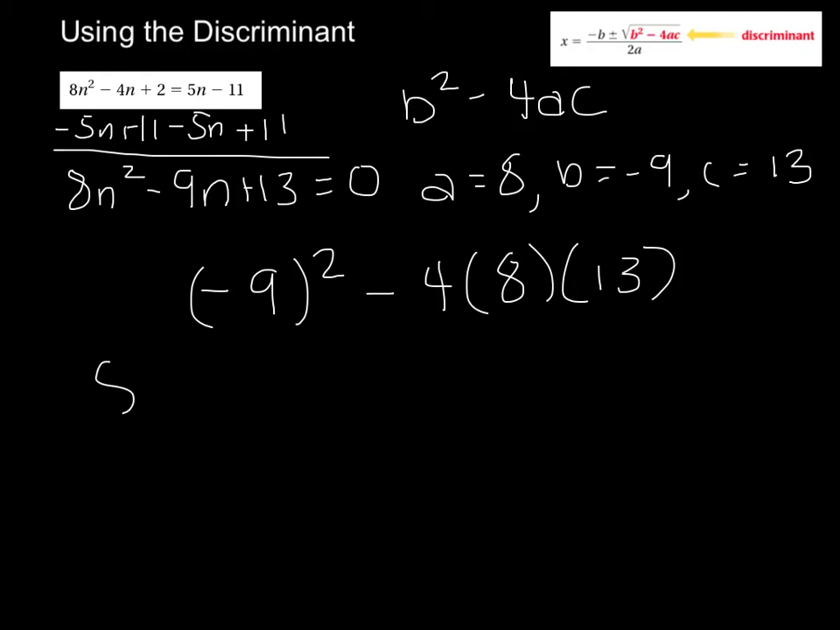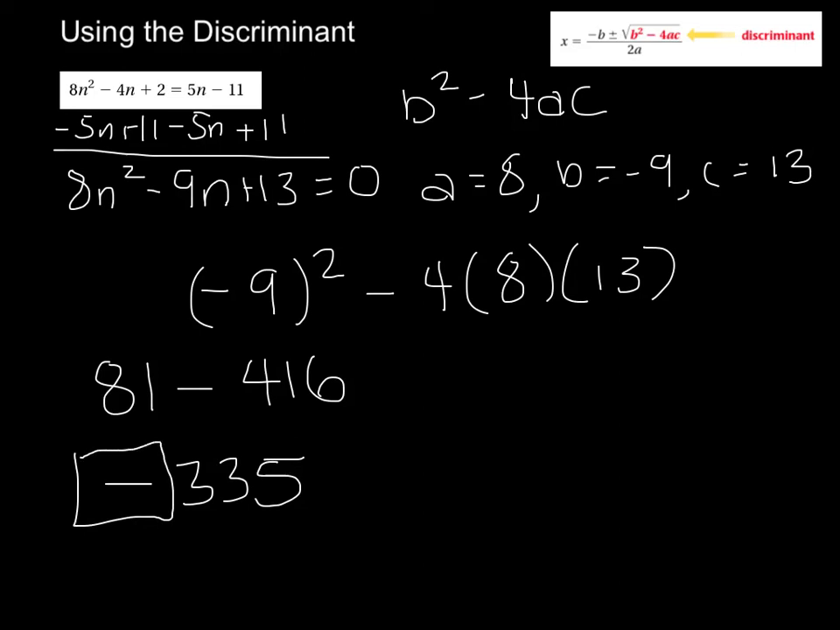Negative 9 squared gives us a positive 81 minus, let's see here, 4 times 8 is 32, and 32 times 13 is some monster number that's much bigger than 81. So we know here without doing any arithmetic at all that our answer is definitely going to be negative. When you multiply all these together, we get 416 here, and 81 minus 416 gives us a negative 335. So all that matters from this part of the equation is that our discriminant is negative.